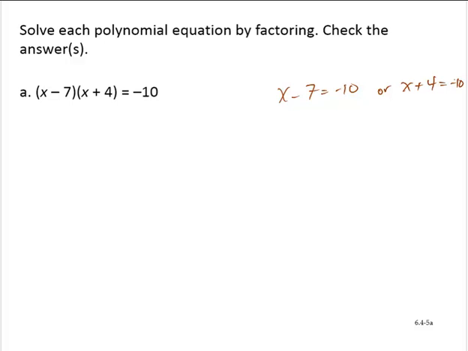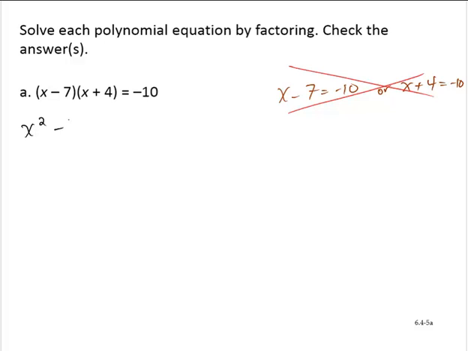But we don't have a property called the negative 10 factor property. We have a property called the zero factor or zero product property. And so this is not a valid conclusion. We can't do that. And remember, we have to have one side equal to 0 before we can use this property. So what we'll do is we'll simplify the left-hand side first using FOIL and combining like terms.